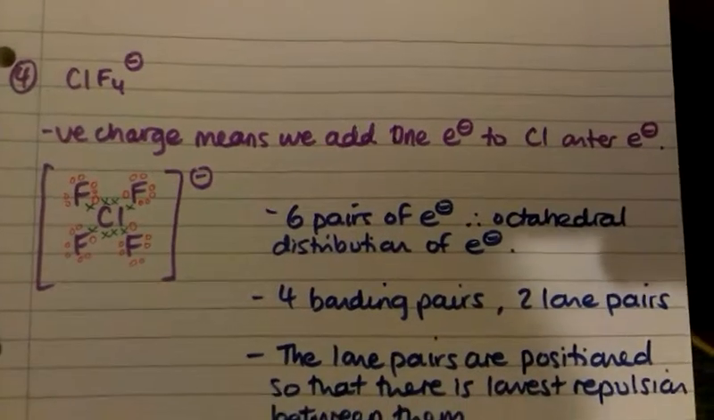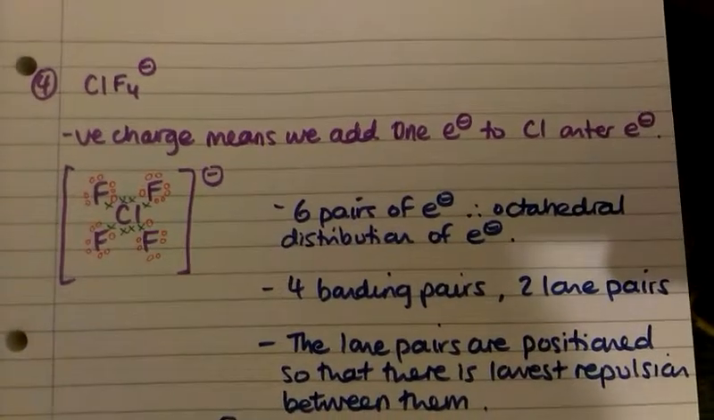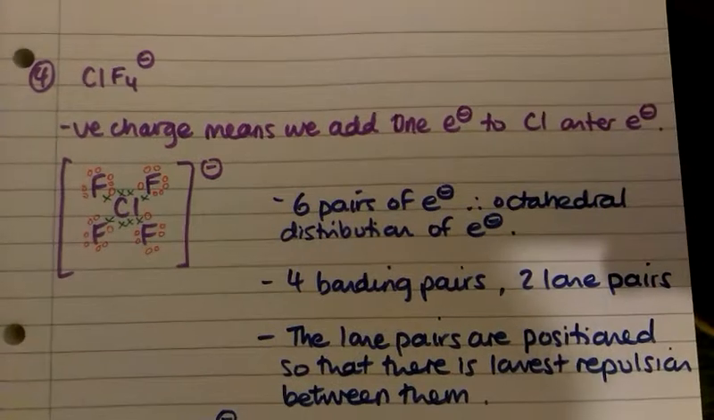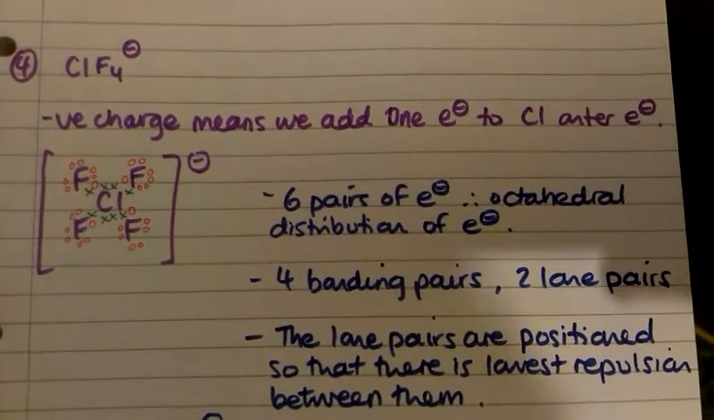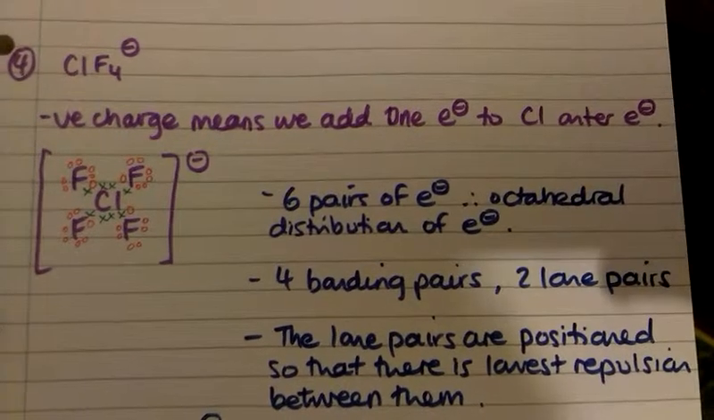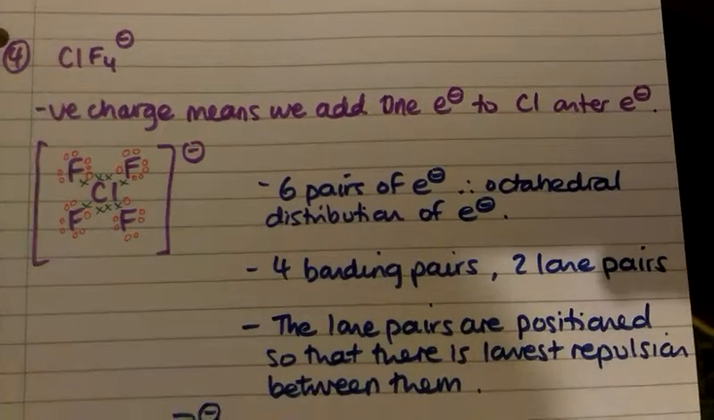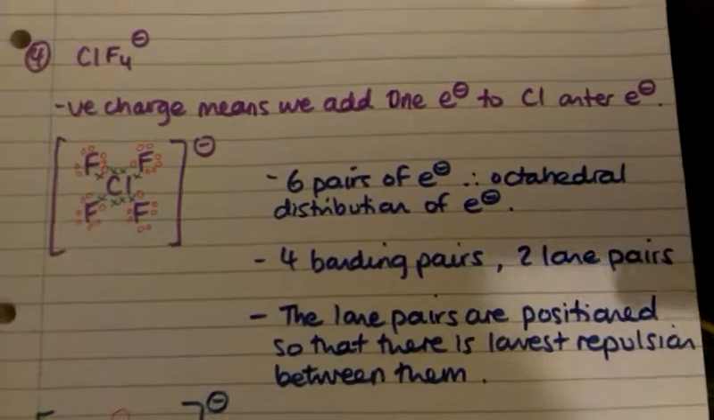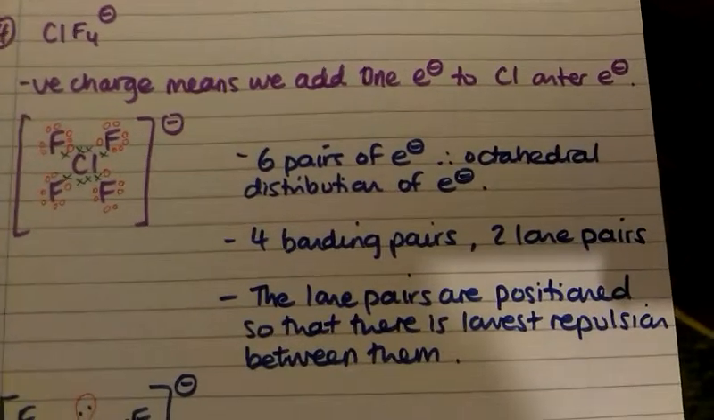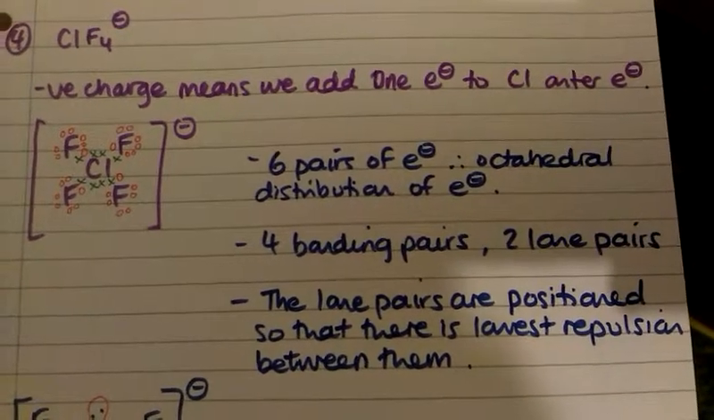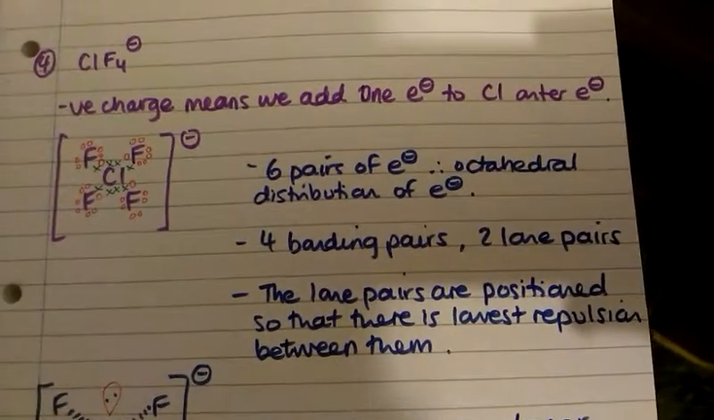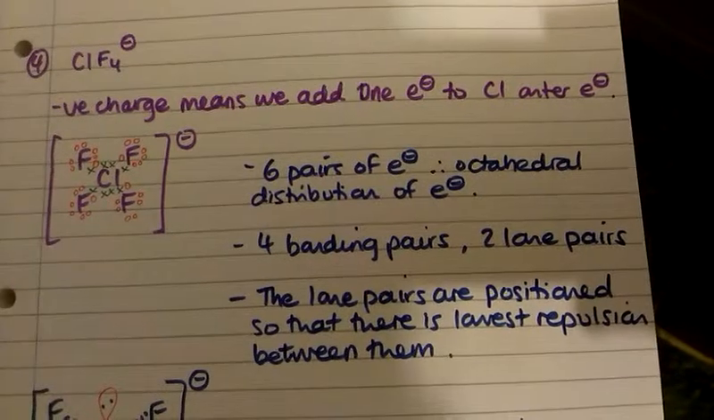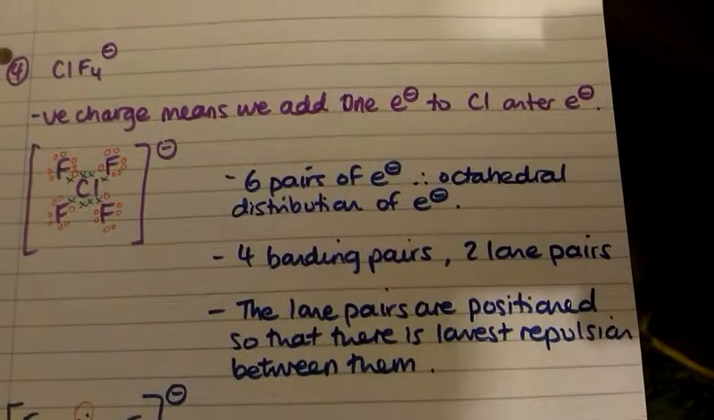Last example, ClF4-. Again, the negative charge means we add 1 electron to chlorine's outer electrons. Chlorine is normally in group 7, so adding an extra electron means it now has 8 outer electrons. So drawing out the dot and cross diagram again, we have 6 pairs of electrons, and so there's an octahedral distribution of electrons. So there's 4 bonding pairs and 2 lone pairs.